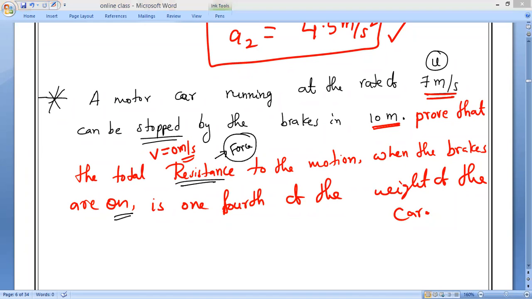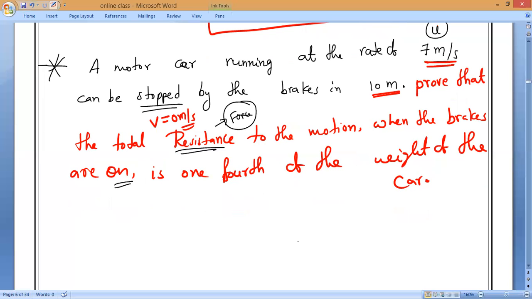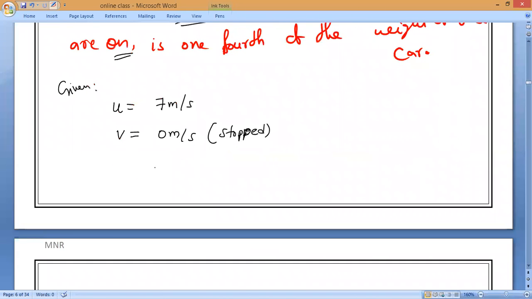Shall we start proving now, everyone? Yes, sir. Now observe very carefully. First of all, tell me what is the given data in the question. Initial velocity of the car is equal to how much? 7 meter per second. Next, final velocity of the car. It came to a stop, so what is the final velocity? 0 meter per second. Next, what is the distance traveled by the body? Distance is equal to 10 meters.